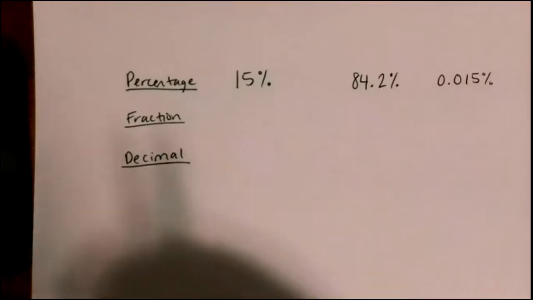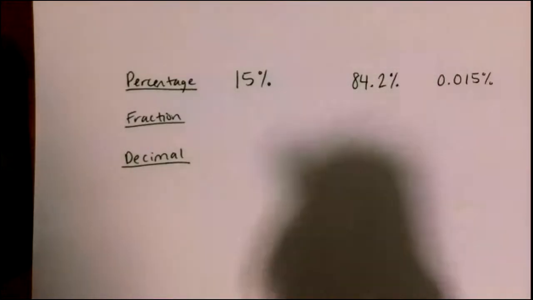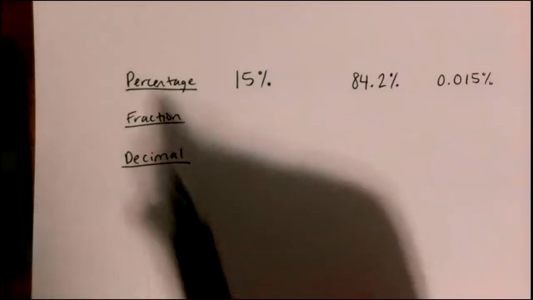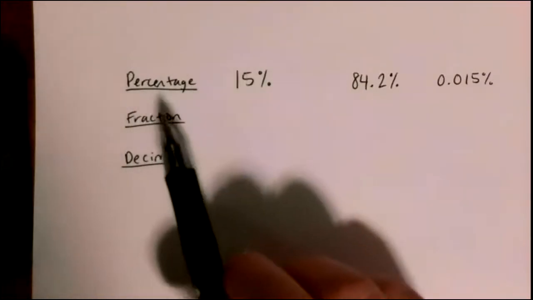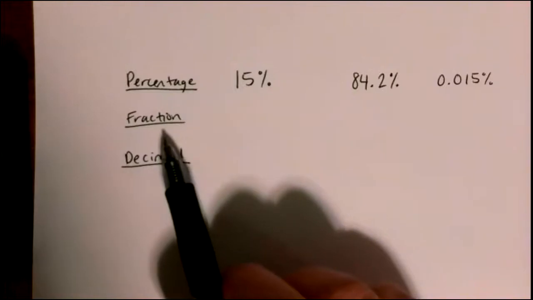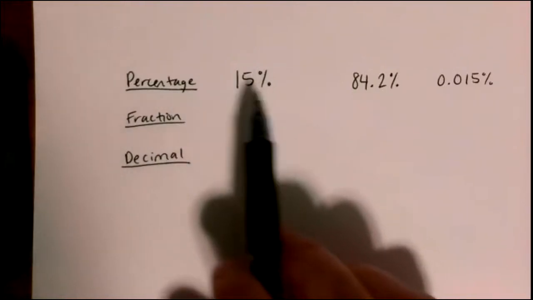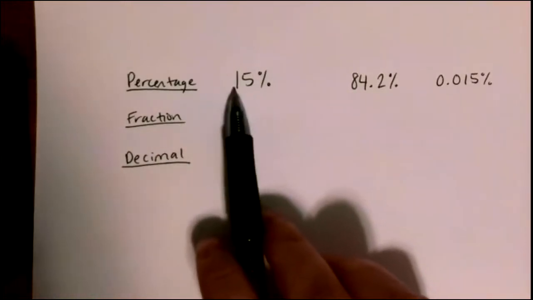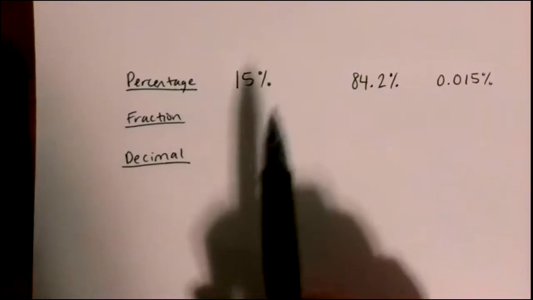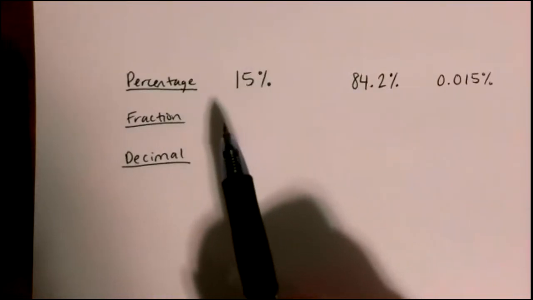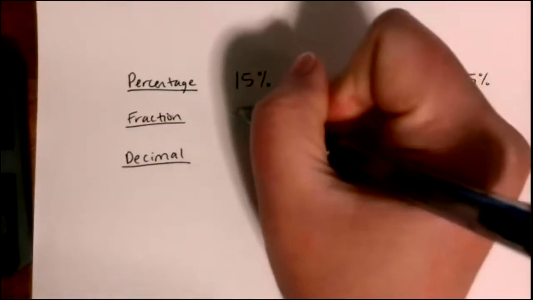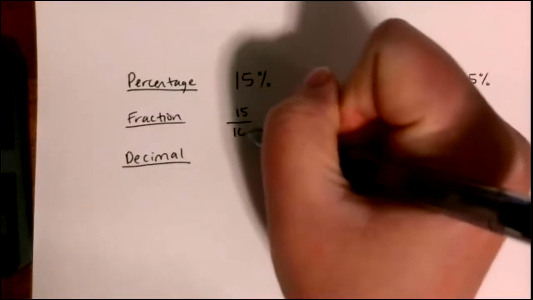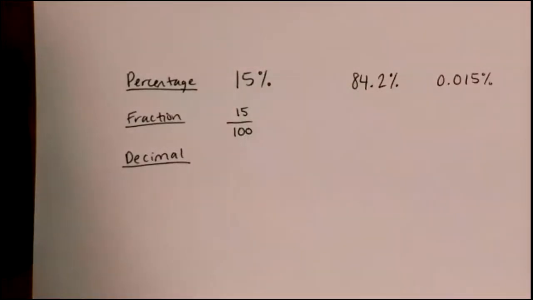So what I want you to drill into your mind right off the bat: anytime we see a percentage and we're trying to change that percentage into a fraction, we can just take the value of the number and place it over 100. So in this case, 15%, just going to be 15 over 100.